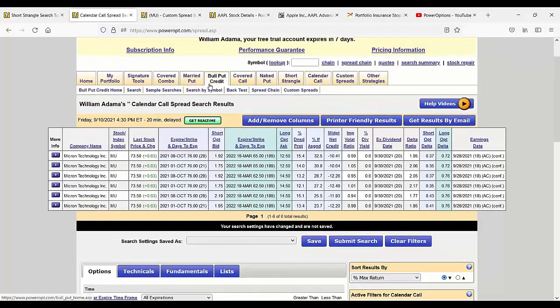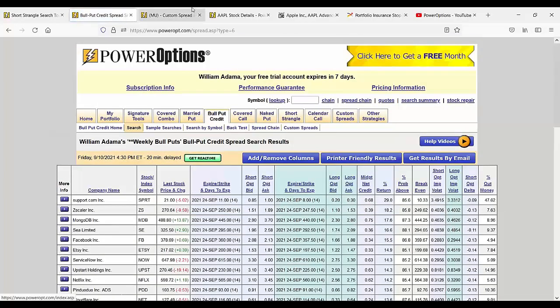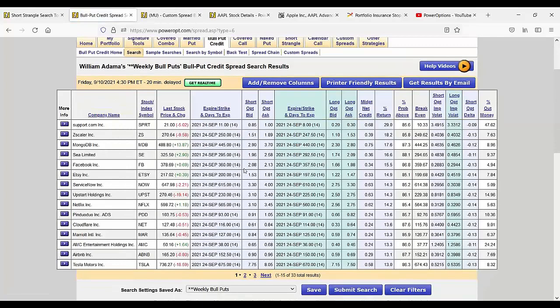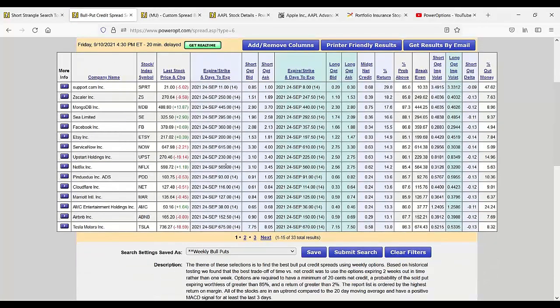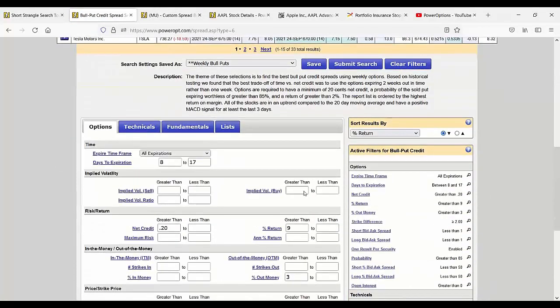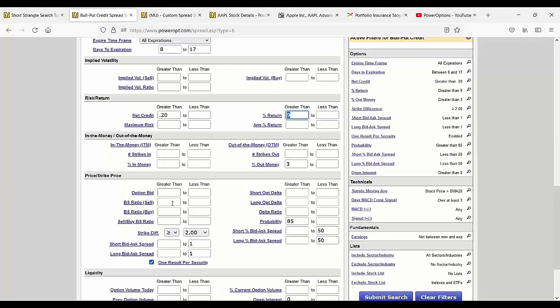If I was doing a bull put credit spread, we talked about this already. Same things we'd look for in the iron condor, Gustavo. But in a vertical spread, bull put credit, for example, I'm going to be looking for what? Minimum return of 9% to have the leverage in my favor, 3 to 4% out of the money, 10 to 14 days out to maximize the highest annualized return.